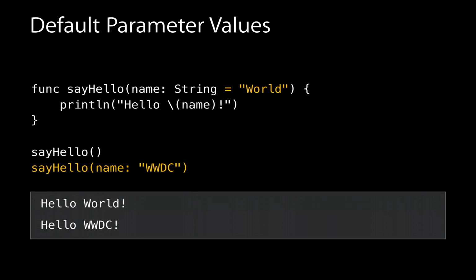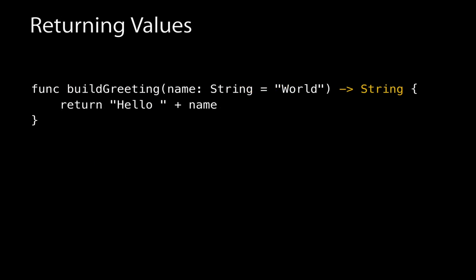What about getting values out? Well, we return values in Swift with the arrow. So here I've got a new function. It's called buildGreeting. This time it takes a name, and then it returns a String with the concatenation operator. That's that plus there. So a function returns a value with the arrow.